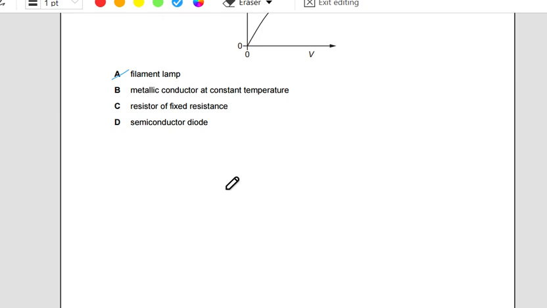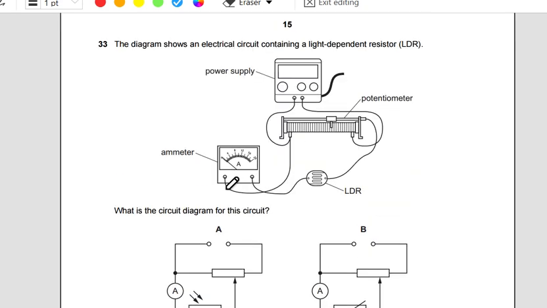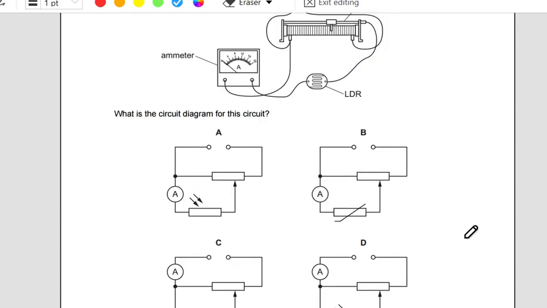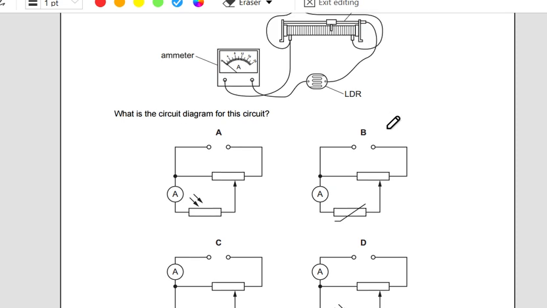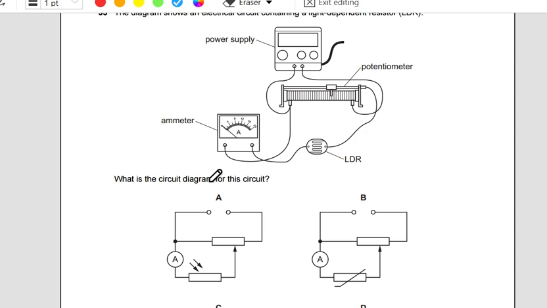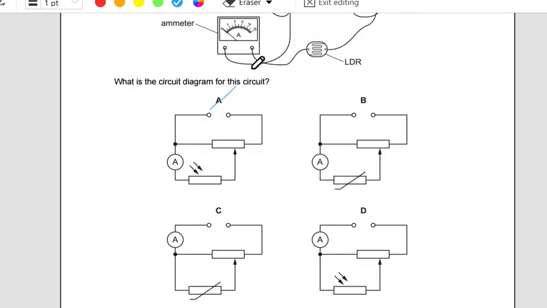Okay, so from the choices we can't choose B or C, because this is a thermistor, not an LDR. So it is A or D, and if you look at the position of the meter and compare it with the actual circuit, you will find that the answer is A.